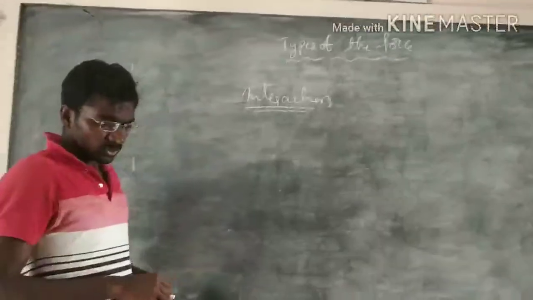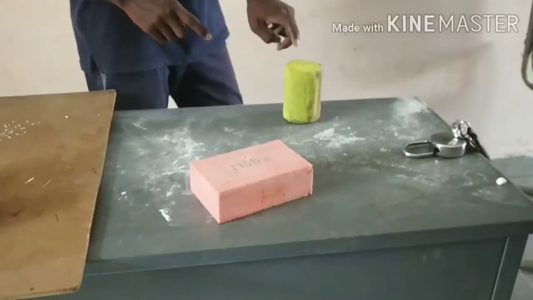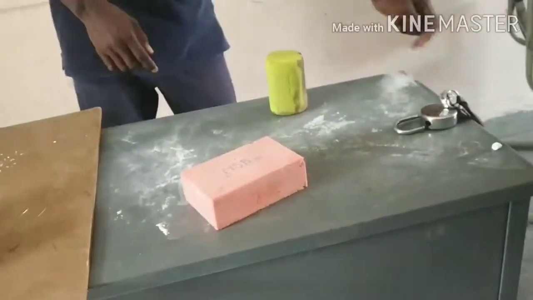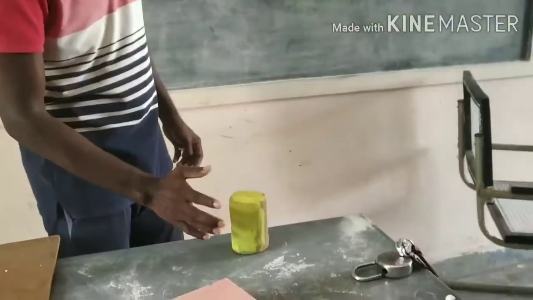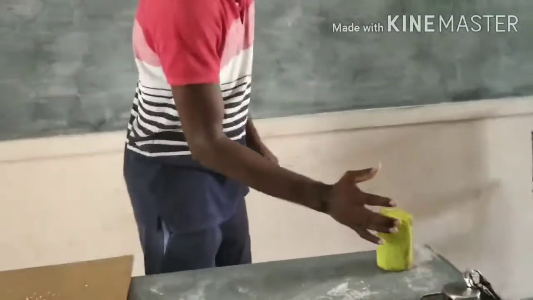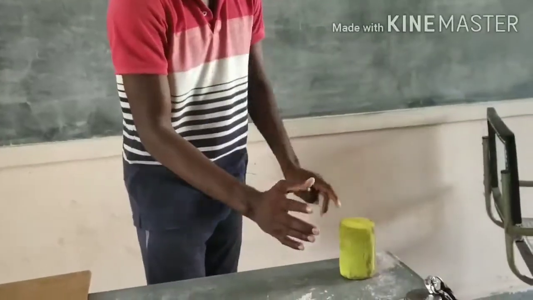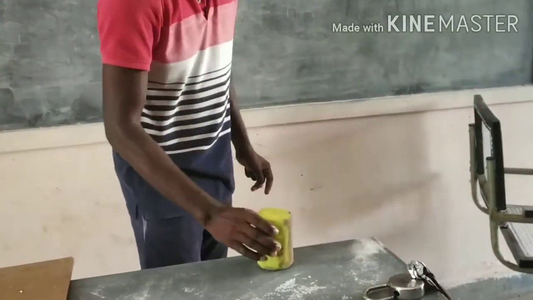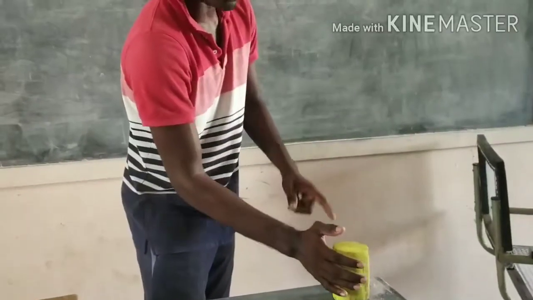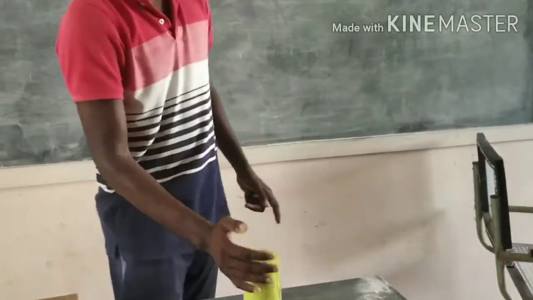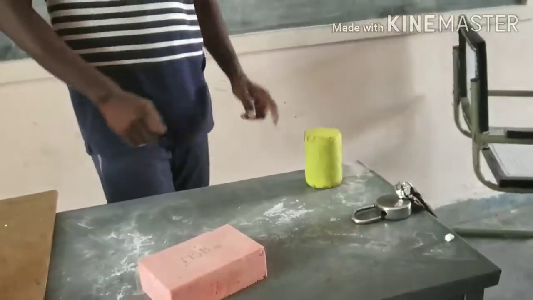Now see. If I want to move this block somewhere, what shall I do? I should contact it, I should push it. Otherwise it will remain at rest. If I keep it like this, will it move? No. If I physically contact it and push it, my hand should be in contact with its surface. Then only it will move. That means physical contact is needed to move this object. Yes or no? So this is physical contact.